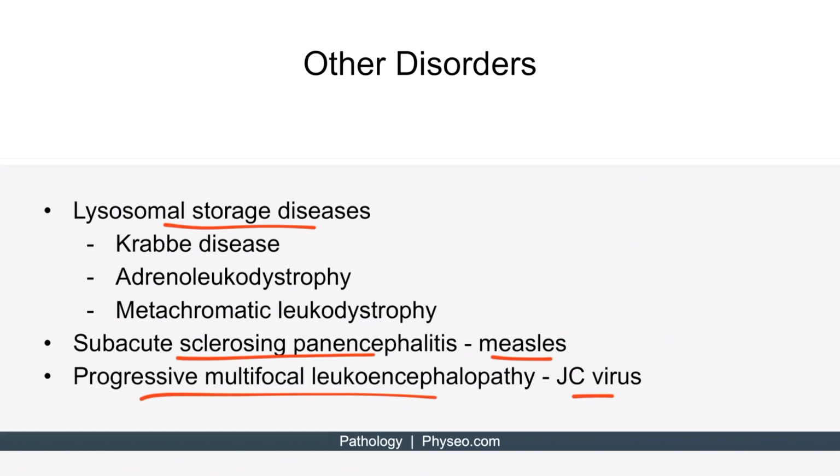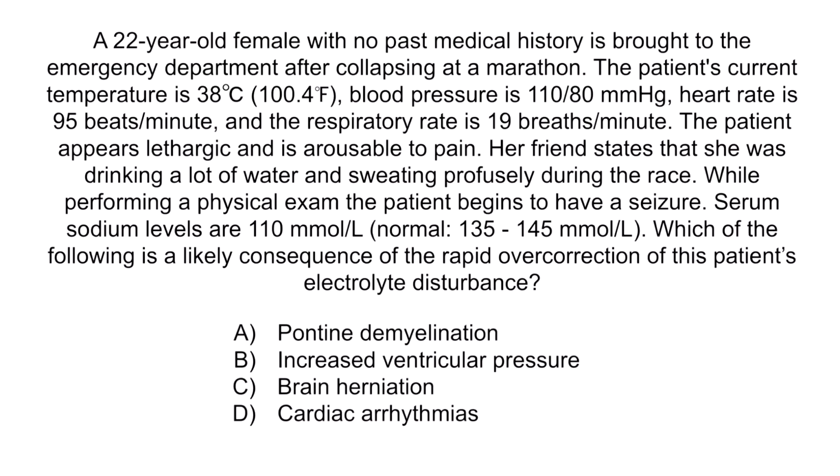All right, now that we've covered all the information, let's review with another question. A 22-year-old female with no past medical history is brought to the emergency department after collapsing at a marathon. The patient's current temperature is 38 degrees Celsius. Blood pressure is 110 over 80 millimeters of mercury. Heart rate is 95 beats per minute, and the respiratory rate is 19 breaths per minute.